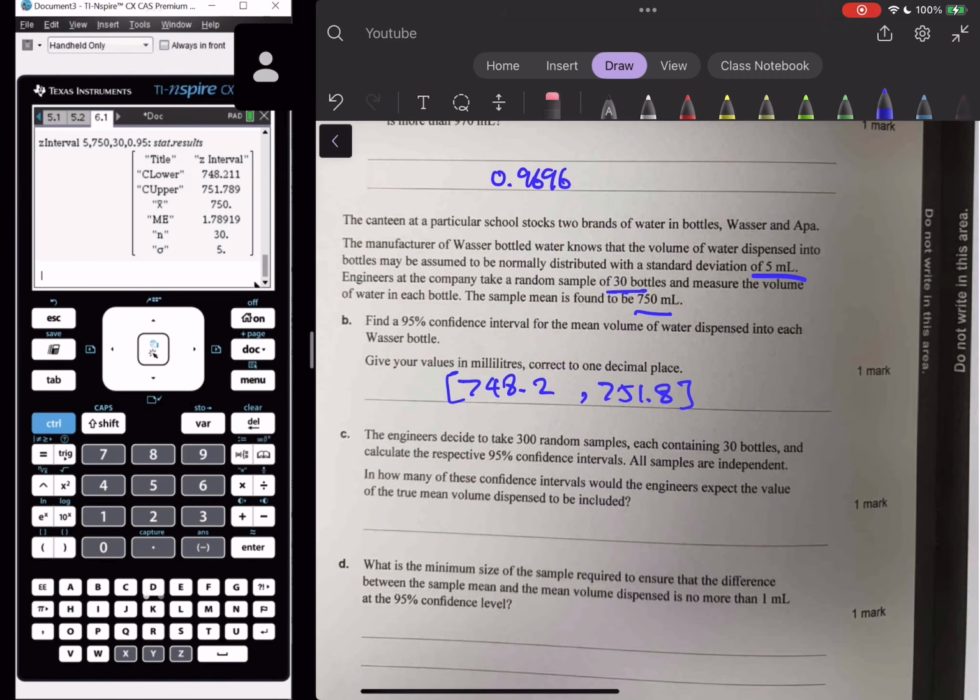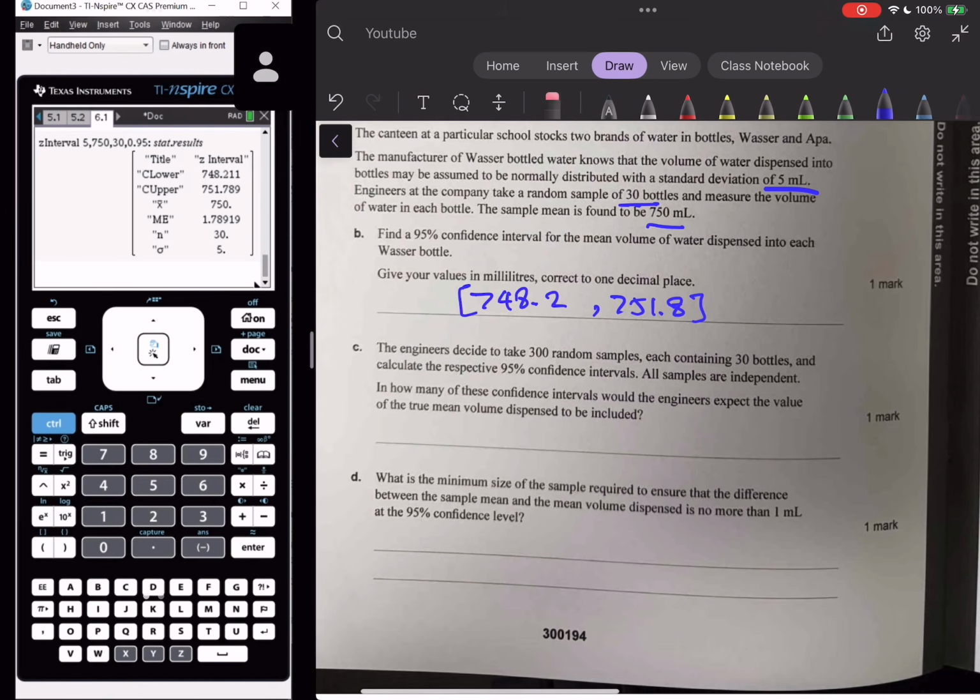The engineers decide to take 300 random samples. Okay, so we have each of these confidence intervals. They're 95% confidence intervals. So there's a 95% chance that it's going to contain the true mean. So if we take 300 such samples, the expected value, this is just binomial probability now. It's just n times p, where n is 300 and p is 0.95. So if we do that, what's 300 times 0.95? It's 285.